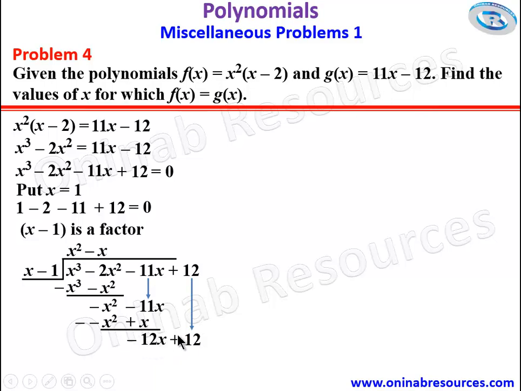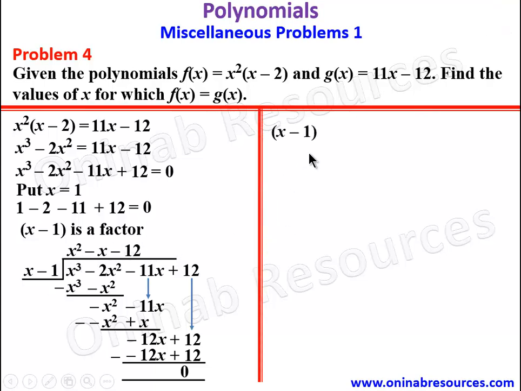So we say negative 12x divided by x gives negative 12. So negative 12 times x gives negative 12x. Negative 12 times negative 1 gives plus 12. Subtracting this will give us a 0. So with this, we've gotten the second factor. We then go ahead to factorize the second factor so that our x minus 1 into x squared minus x minus 12 is equal to 0.